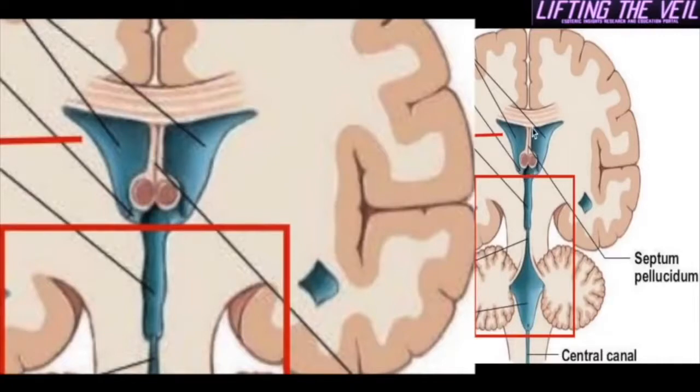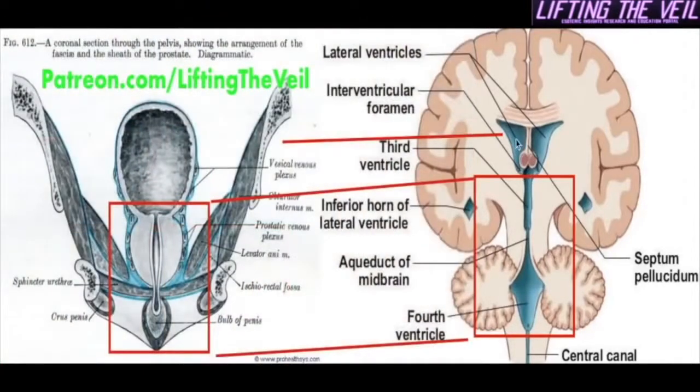So we have the septum pellucidum here penetrating down, and this is not an exact, but a very similar geometric structure to the human pelvis. As we're seeing here, we have the cross-section of the prostate and the fascia and sheath of the prostate, which penetrates down into the bulb of the penis, just as the septum pellucidum and the third ventricle penetrate down into the fourth ventricle, directly penetrating the bilateral symmetry.